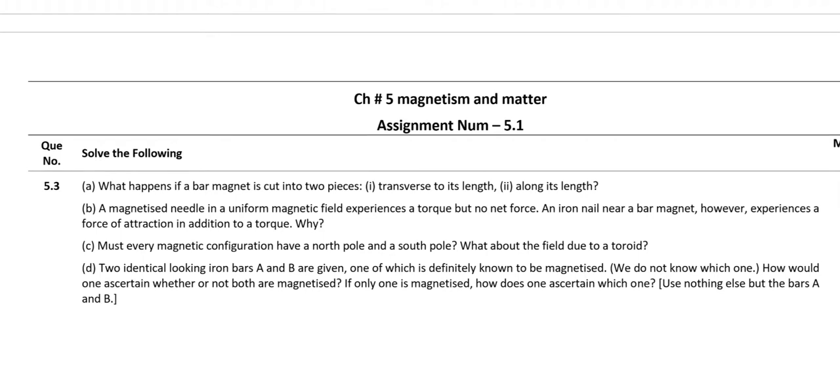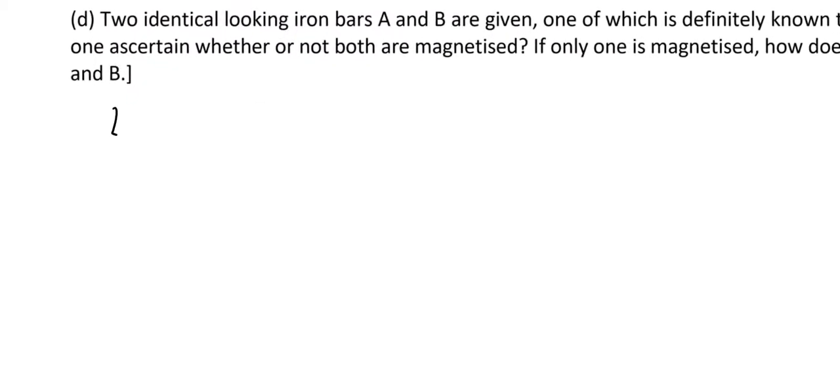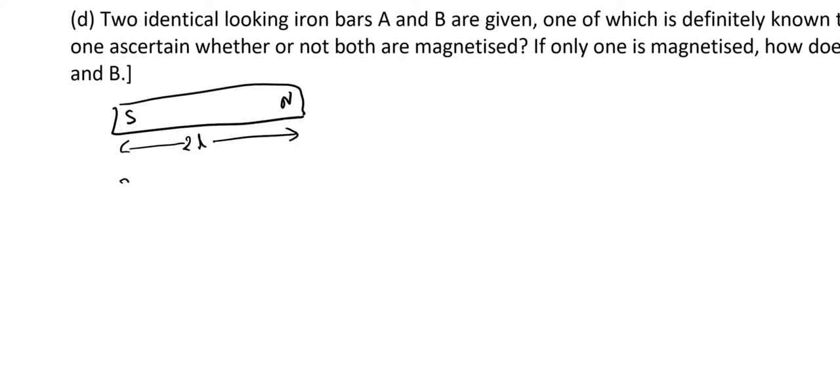The first one is, what happens if a bar magnet is cut into two pieces transverse to its length or along its length? Let us address this one first. We know that in any bar magnet we have a north pole and a south pole. And how do we give the magnetic dipole moment of this bar magnet? If length is 2L, then the magnetic dipole moment capital M is given as small m into 2L. What is small m? Pole strength. 2L is length.